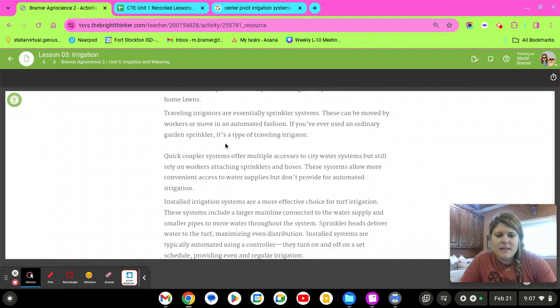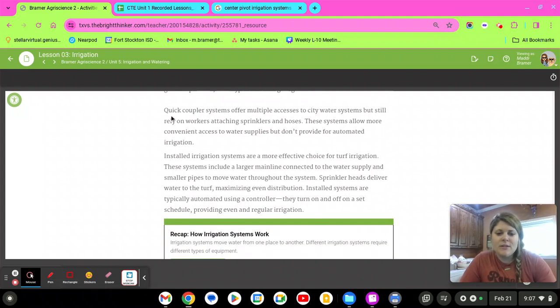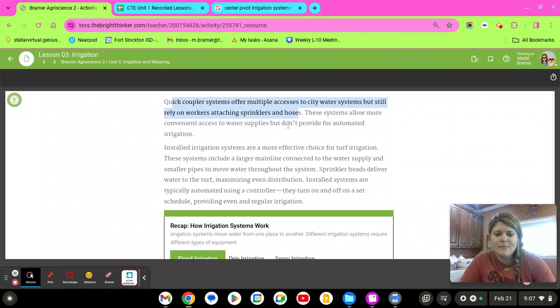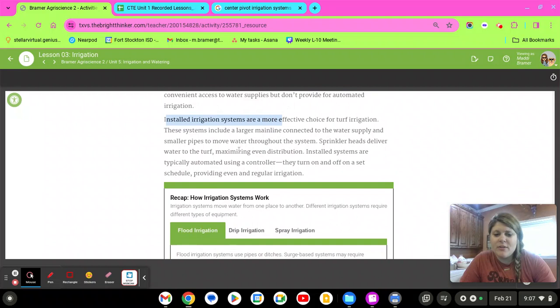So there's a couple different types. Traveling irrigators are sprinkler systems. They can be moved by workers, so you just move it around to the different areas. Quick coupler systems offer multiple accesses to city water systems, but still rely on workers attaching sprinklers and hoses. And then installed irrigation systems are a more effective choice. These are like sprinkler systems where the sprinkler heads are underneath the ground, and it's usually all run from a garage or a main system with a keypad or breaker box looking item there.